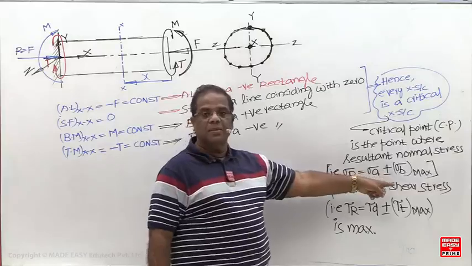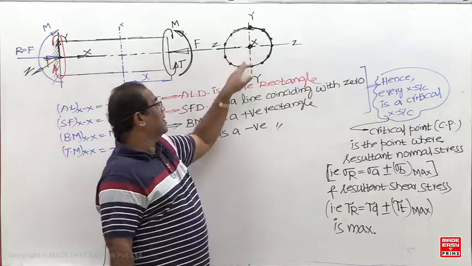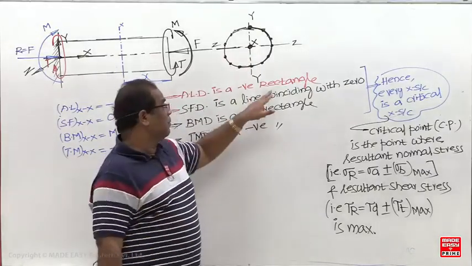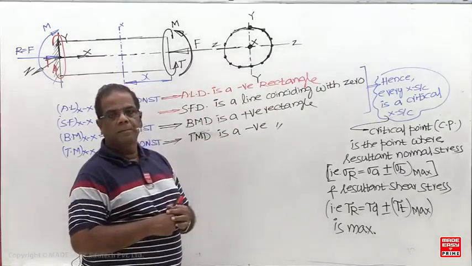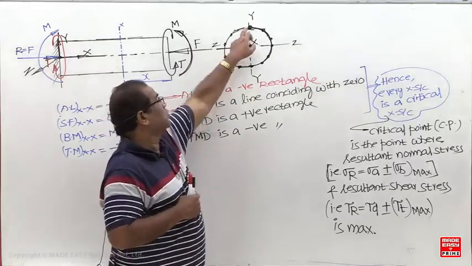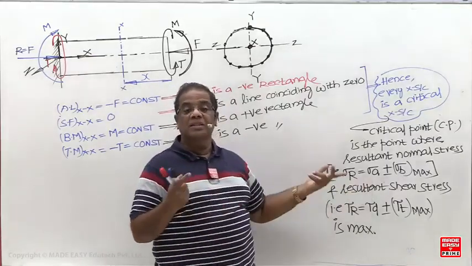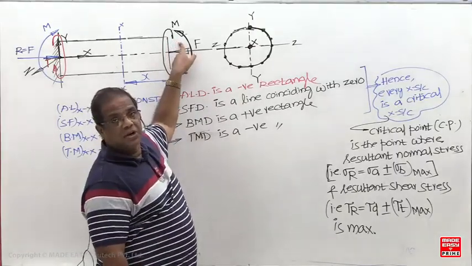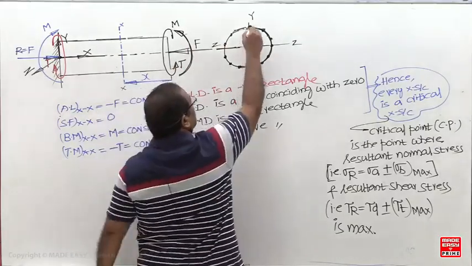But where is the bending stress maximum now? Bending stress maximum is for vertical bending, the default. At every point the axial stress is compressive. But the bending stress is maximum at the top and bottom. Already the axial stress is compressive, so I have to see where the bending stress is compressive. Is it sagging or hogging? Sagging. Due to sagging, you are going to get compressive stress at the top. So which one is the critical point? This is the critical point.